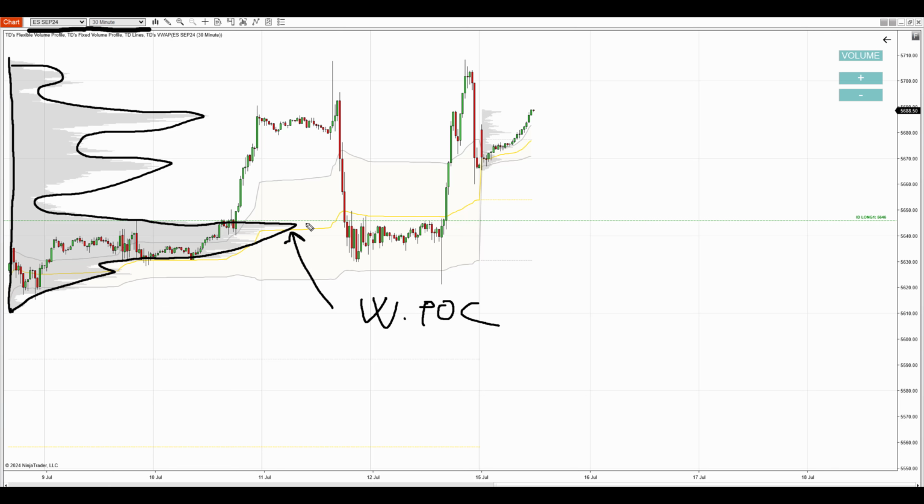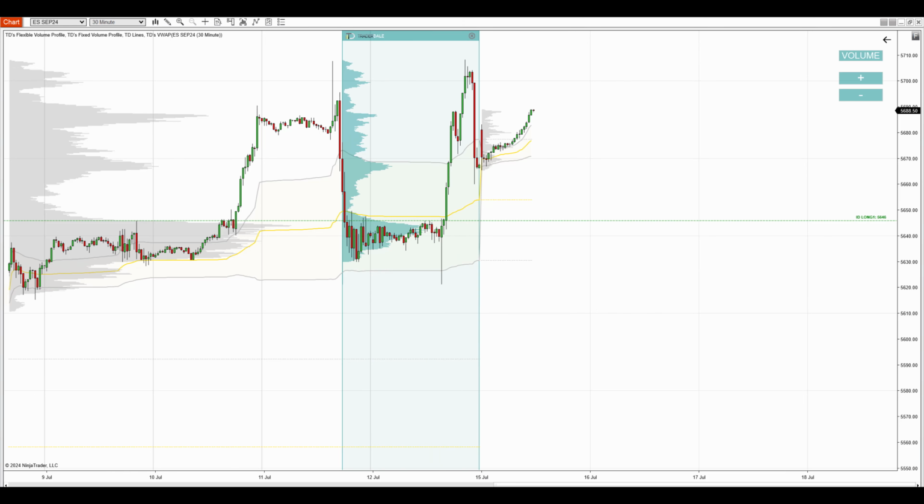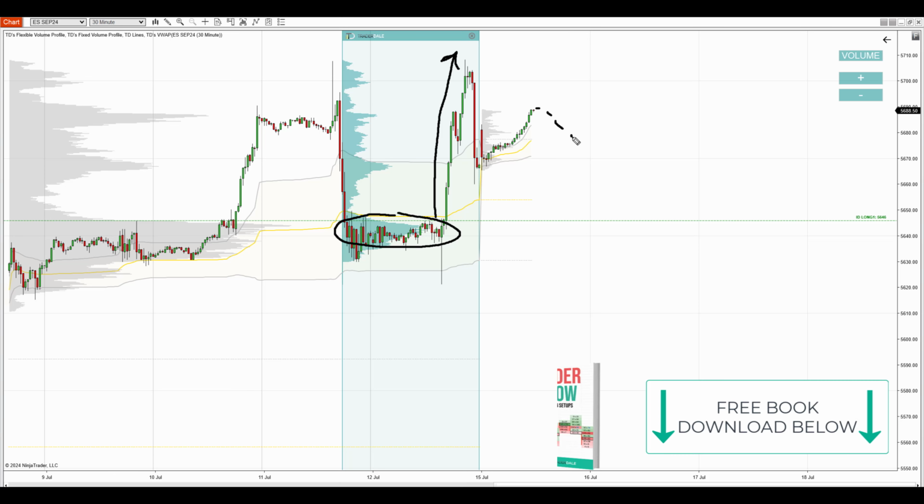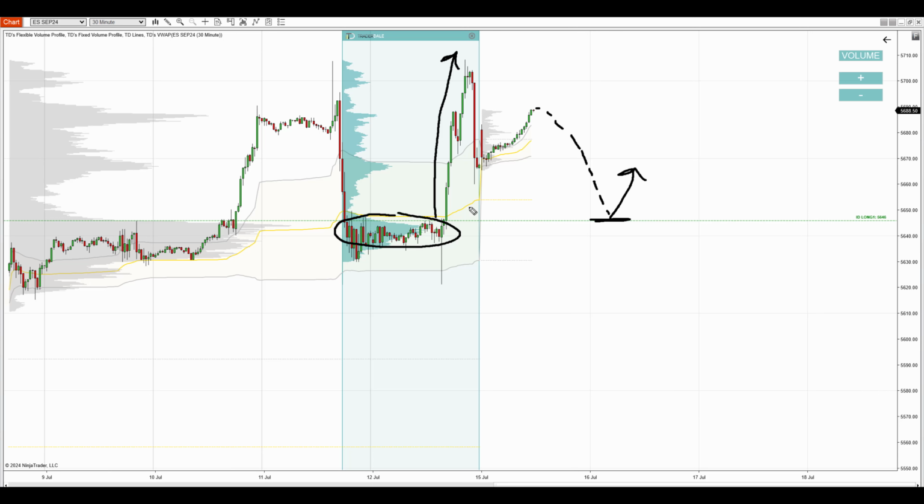From there, from the weekly point of control, where most of the volumes were accumulated in here, you can see that on the flexible volume profile like this. So from this heavy volume zone, very, very strong and aggressive buying activity started. So when there's a pullback, if there's a pullback, there's a chance that buyers will be defending this place and push the price upwards from there again. The beginning of that heavy volume zone is at 56.46.